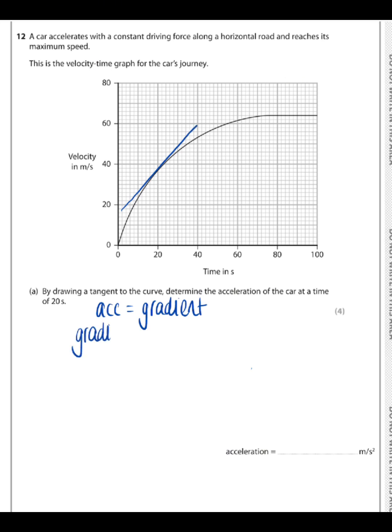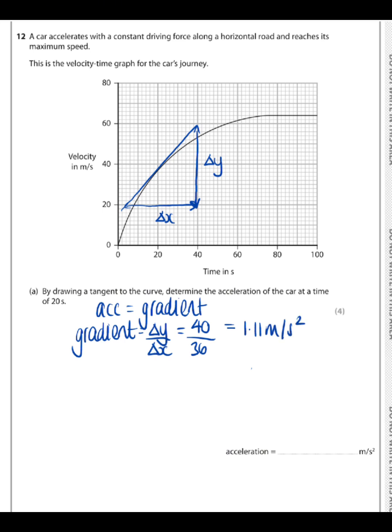You then find the gradient, because the gradient is the change in the y divided by the change in the x. So my change in y is 40, 60 minus 20, and my change in x is 36. That gives me a value of 1.11 meters per second squared.